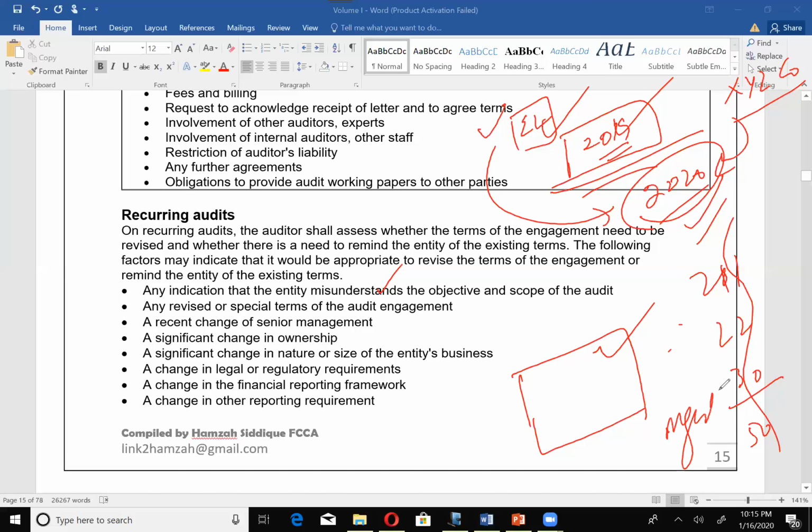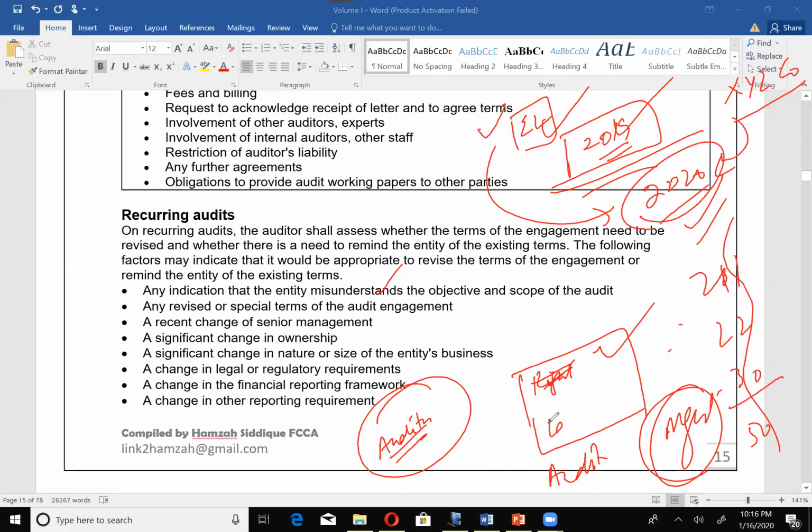I told you management signs it and the auditor signs it. If the management who signed it, the major person, has been replaced, and new management has come, it needs to be revised. The rights of the auditor, responsibility of the auditor, or responsibility of management change, it needs to be revised. Students, we know that the auditor is appointed by the shareholders, and if the majority of the shareholders change, it needs to be revised.